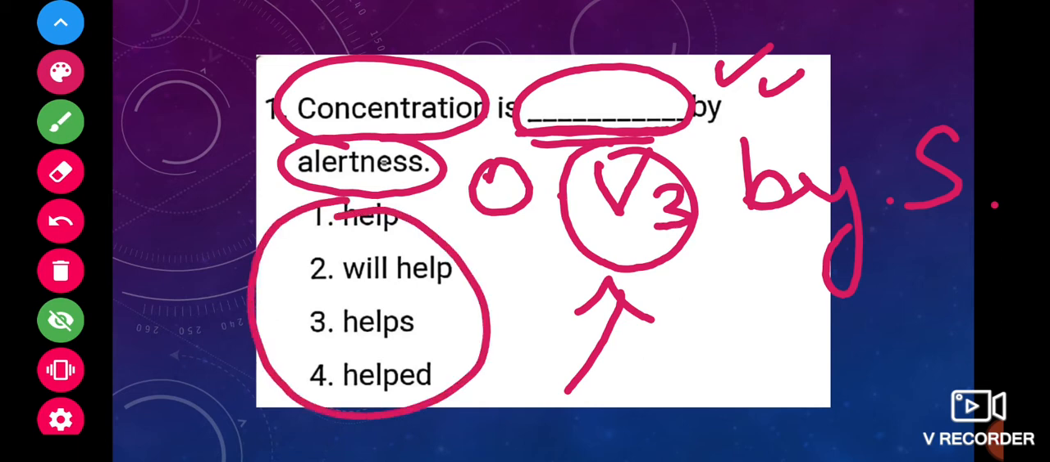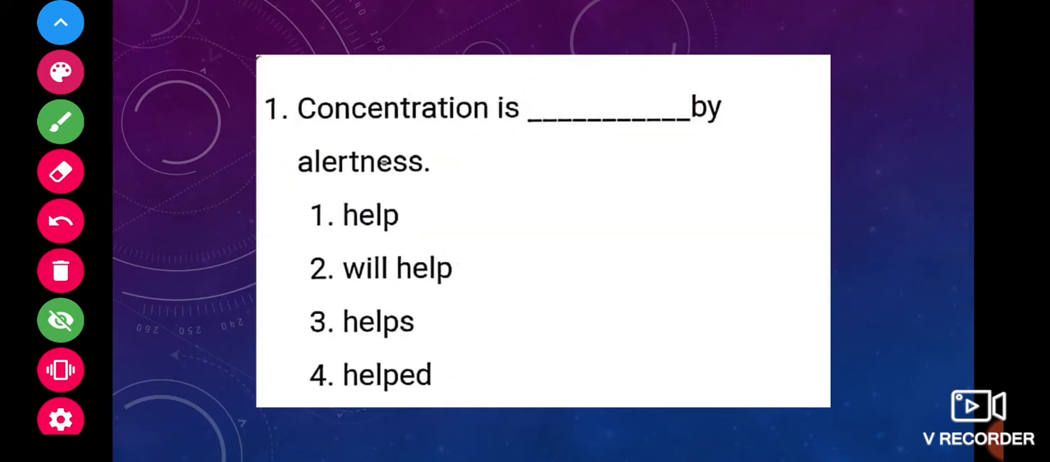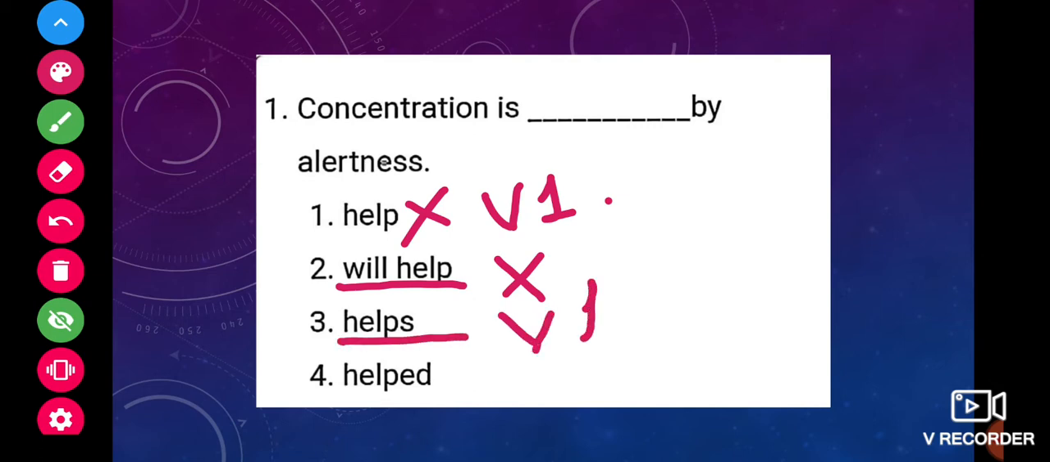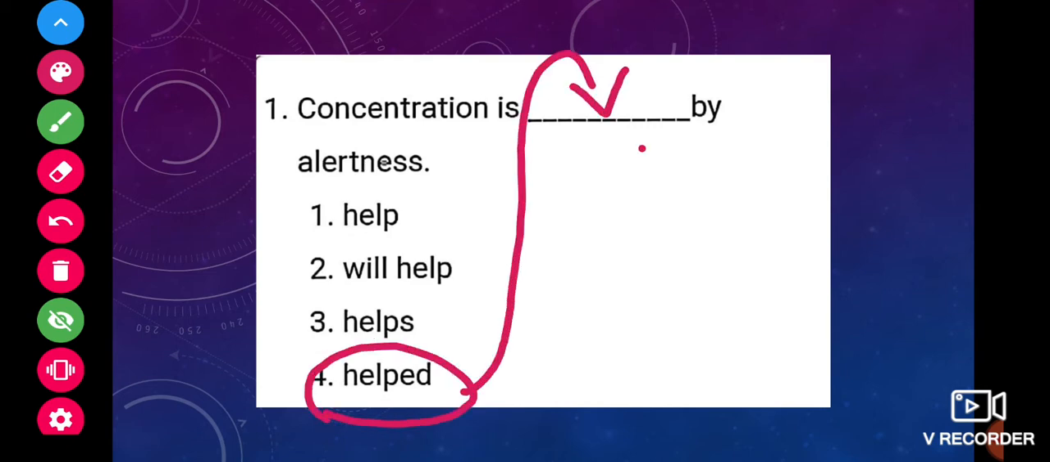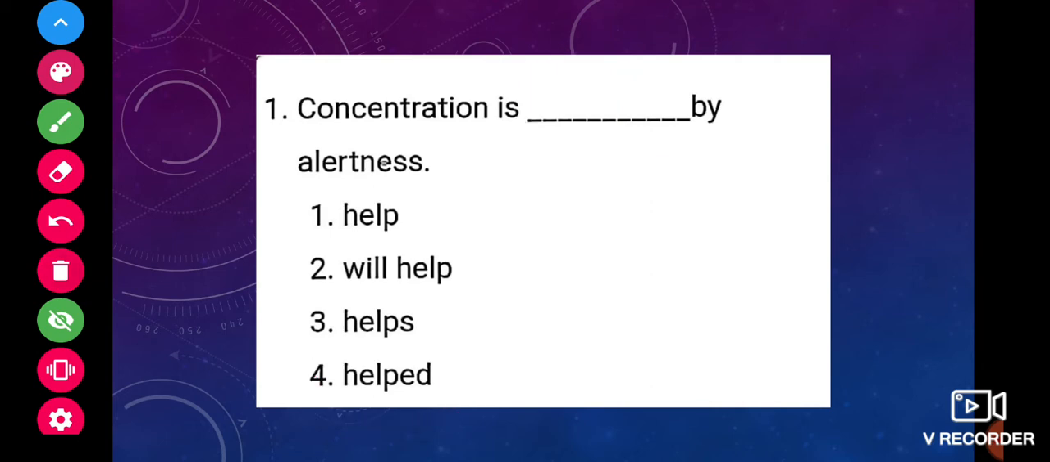When we look at all the options, we know that help is not in V3, help is V1. Will help is future tense, so this is not in V3. Helps again is V1, it is only singular, but helped is V3. So here helped is the correct option which will fit in the blank. Let us look at the next question now.